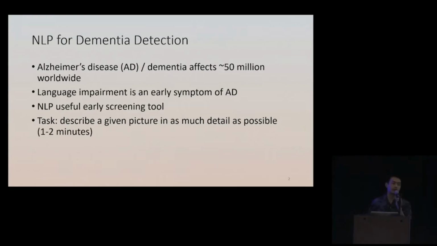One of the common tasks to detect Alzheimer's disease using NLP is to get people to describe a picture in as much detail as possible. I will show you the picture in the next slide. And typically this gives you 1 to 2 minutes of speech.